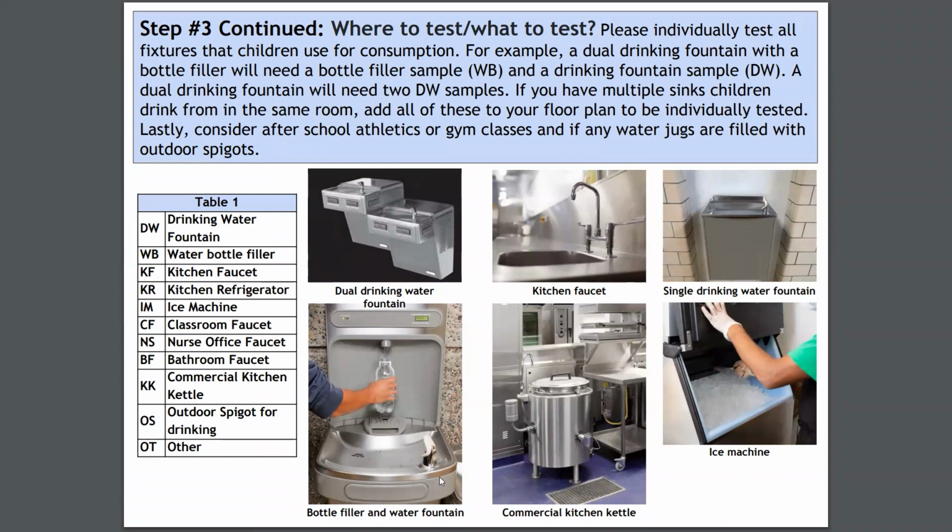We also have a picture of kitchen kettles. This is a commercial kitchen kettle, and we have specific sampling guidance. So if you have one of these at your facility, please reach out so we can share that guidance with you. Also, we have ice machines. Please reach out if you have an ice machine. We have sampling guidance for those as well.